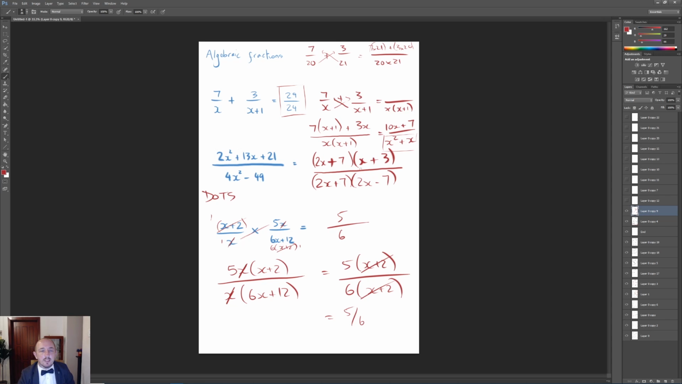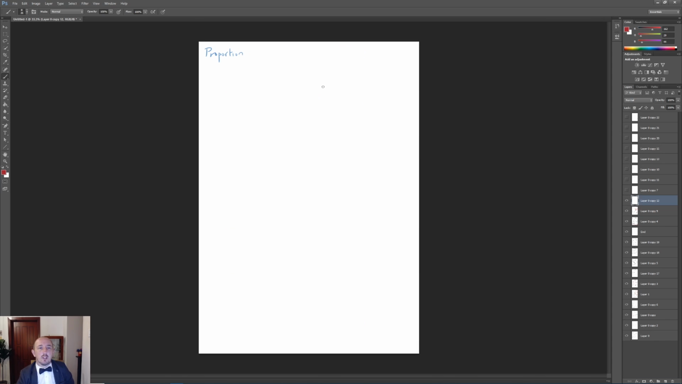And when we have a bracket in the numerator and denominator again, we can cancel, and we're left with x plus 3 over 2x minus 7. Okay, so these more difficult algebraic fractions are going to be a variant on one of these skills. Proportion is something that students find a little bit difficult.